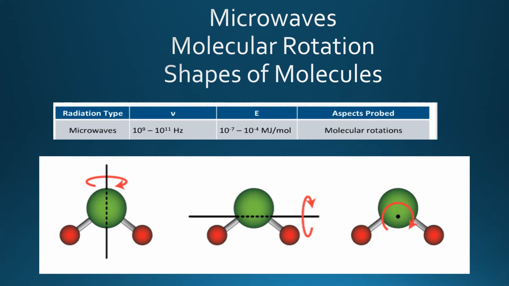So I have a couple of examples for you. So think about a water molecule rotating on different axes. They can study that rotation using microwaves. Notice the energy of the microwaves is expressed in mJ per mole, which is megajoules per mole.